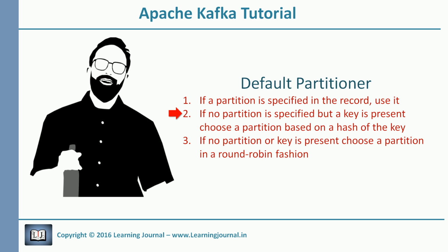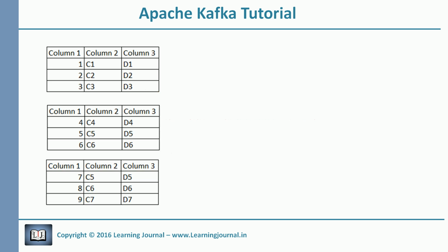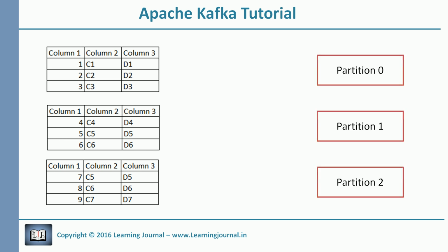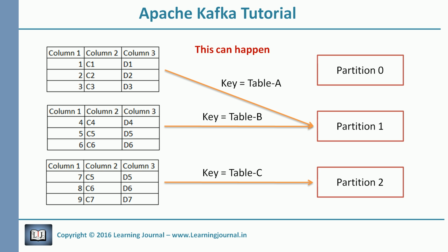That is because of the way hashing works. Hashing guarantees that a key will always give you the same number, but it doesn't ensure that two different keys will never give you the same number. So for example, if you have three tables and you want to send all rows from these three tables to three different partitions, I mean data from table A goes to partition 0, and data from table B goes to partition 1, and so on. One obvious thought is to send the table name as a key. But that will be incorrect, because table A and table B can give the same number after hashing. I will show you this happening in the example.